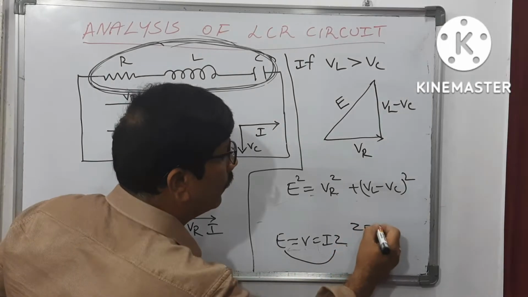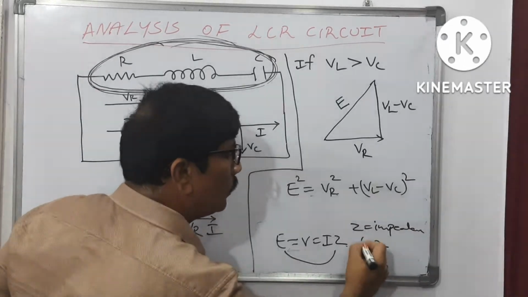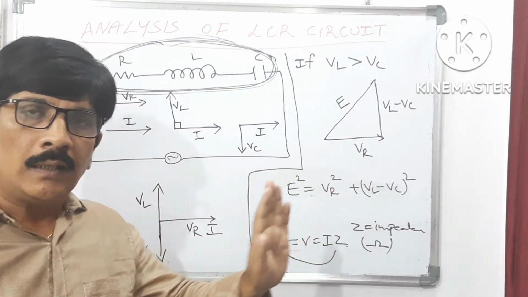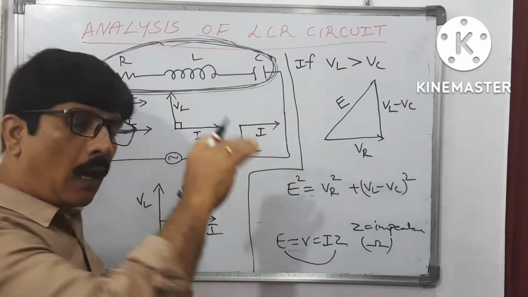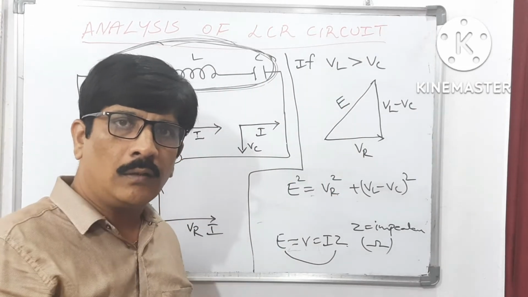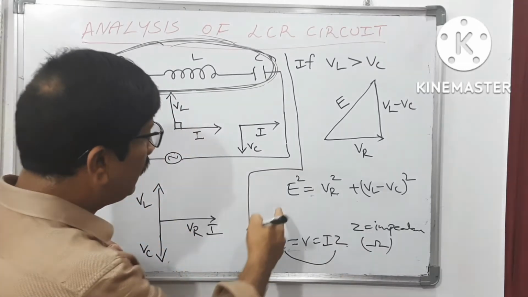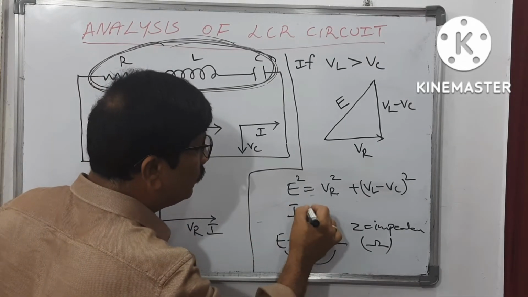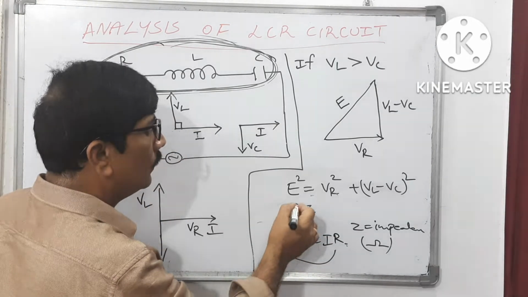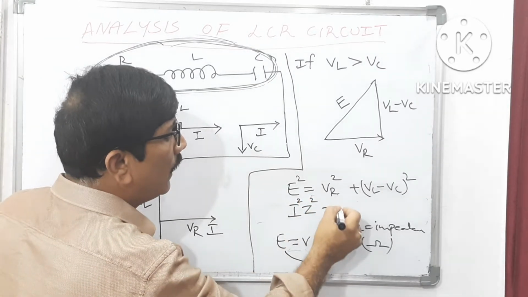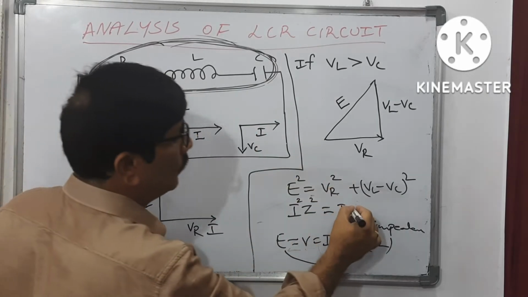Z is called what? Impedance. So impedance is measured in ohms because it is similar to resistance. The resistor opposes the current. This combination of LCR also opposes the current. This opposition is called impedance. It is also measured in ohms. So in the place of E, you can write I into Z. Here Z is acting like R. So I square Z square. VR means voltage across the resistor, so you can write IR.